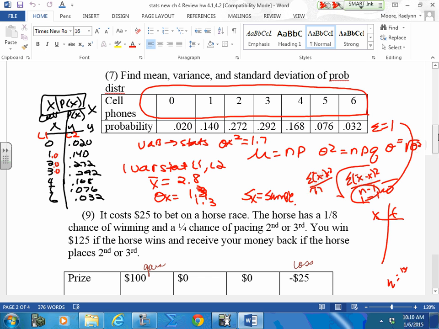I usually make my standard deviation go one more than my mean, but the book doesn't. The book aligns it. And the reason being, when we go do confidence intervals, we keep them the same. So they kind of just keep theirs the same. So it's 1.7.